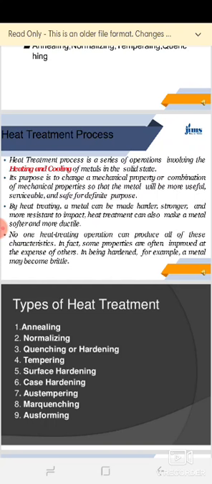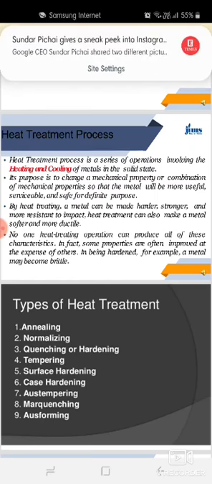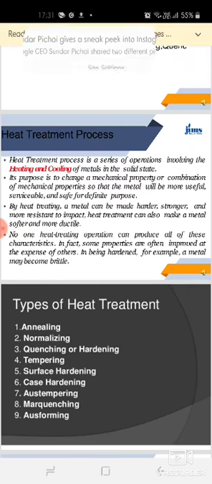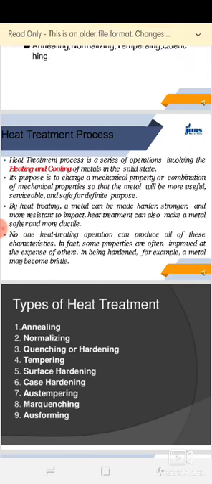Next, no one heat treatment operation can produce all of these characteristics. It is a combination of processes. So one process is not enough for the heat treatment of any metal. In fact, some properties are often improved at the expense of others. In being hardened, for example, a metal may become brittle. So one operation is not sufficient. We have to perform a certain range of operations to make a metal stronger, harder, and more ductile.